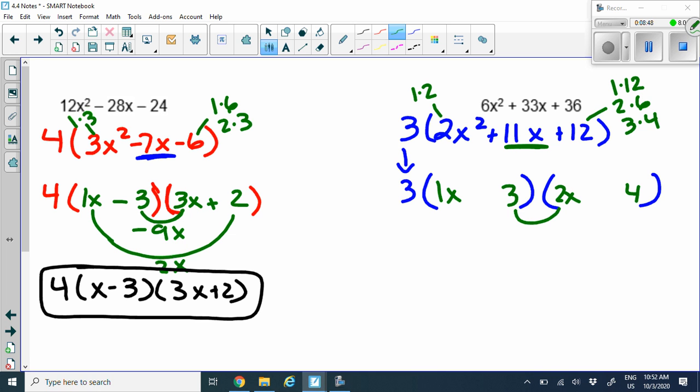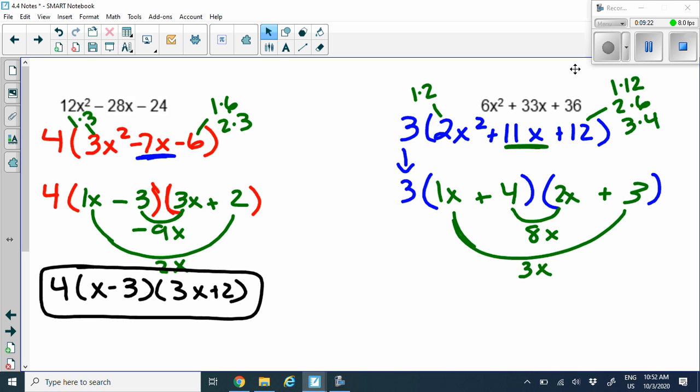So 3 times 2x gives us 6x. And 1x times 4 gives us 4x. Okay, 6 and 4, will that add or subtract to an 11? No. So let's switch that. So let's do a 4 first, and then a 3. Okay, 4 times 2x, that gives us 8x. And then for outer, x times 3. So if we added or subtracted 8 and 3, could we get 11? Yeah. So to get a positive 11, we will add.